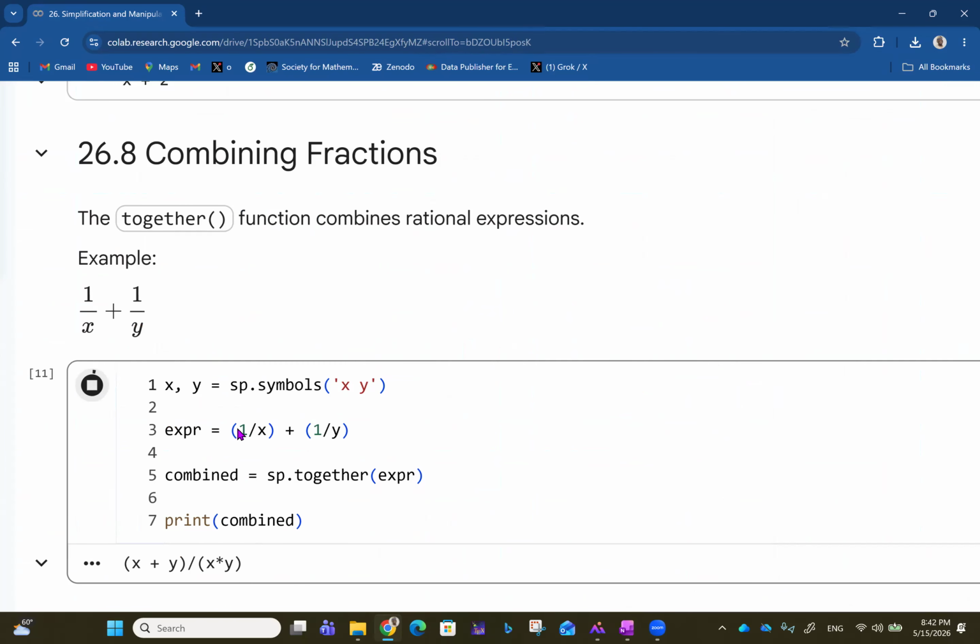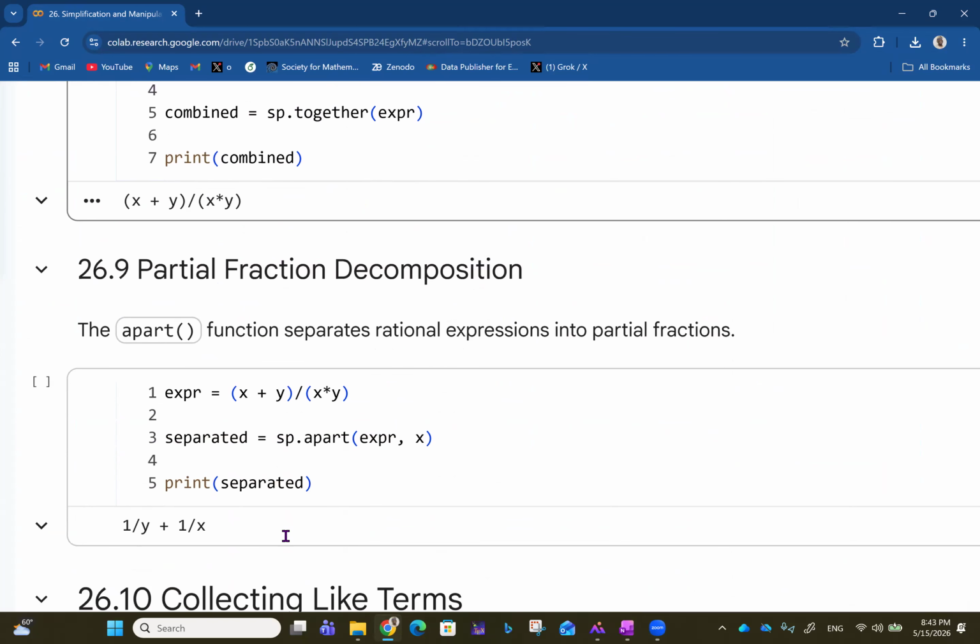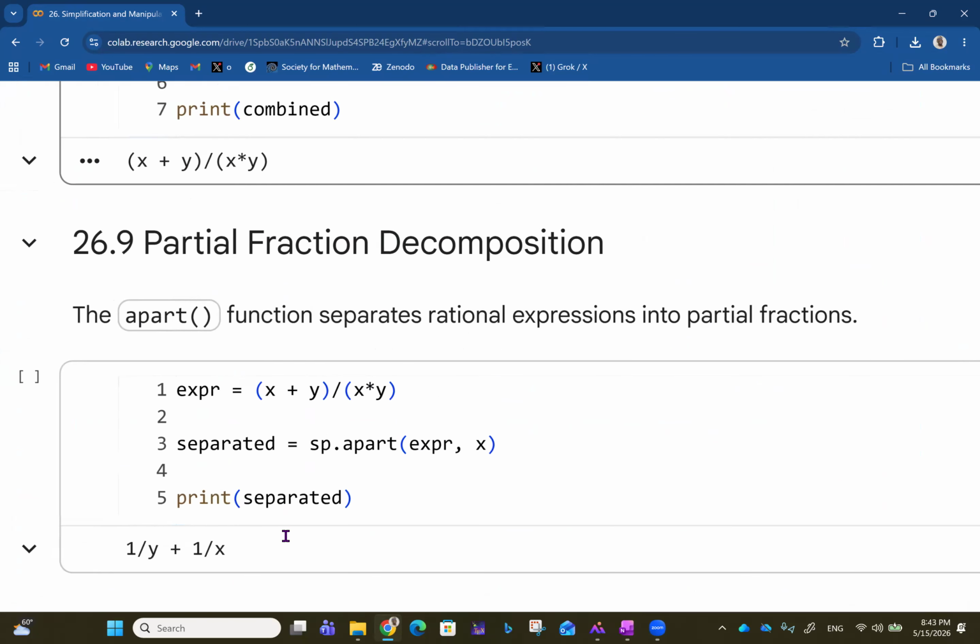You can do that using SymPy: sp dot symbols, create symbols x, y. Then the expression, you have 1 over x plus 1 over y. Then combined, that's sp dot together. Together is the keyword, of the expression, and then you print combined and you get x plus y over xy. Then you can also split things into partial fractions.